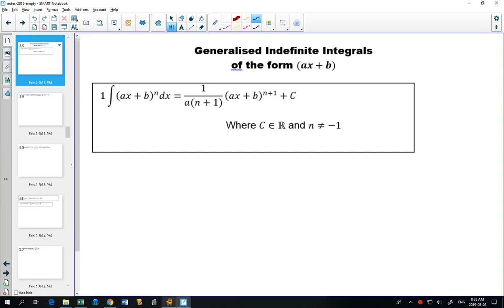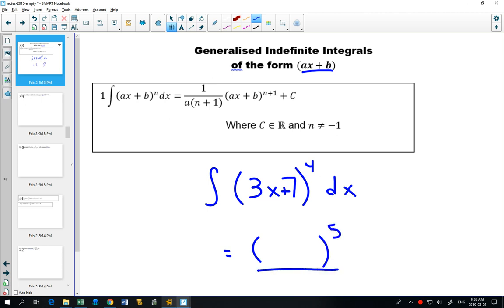But when you're integrating something with a line inside of the function, okay, so this would be like the integral of 3x plus 7 to the 4 dx. Well, we know from our power rule that when we work backwards, we're going to have to add 1 to the exponent and divide by that number. So we're going to have a 5 here and divide by 5 and a 3x plus 7 still inside there.